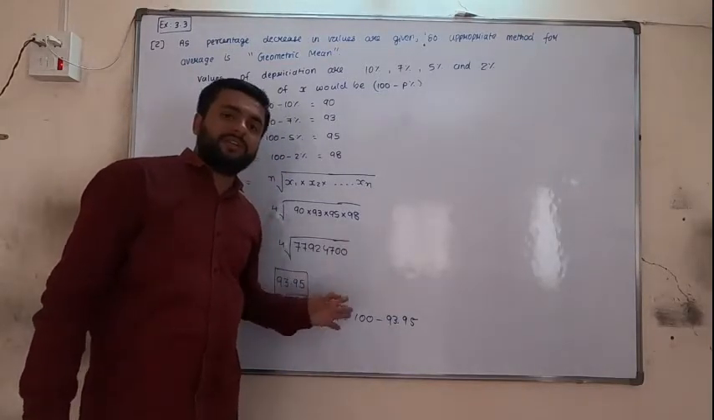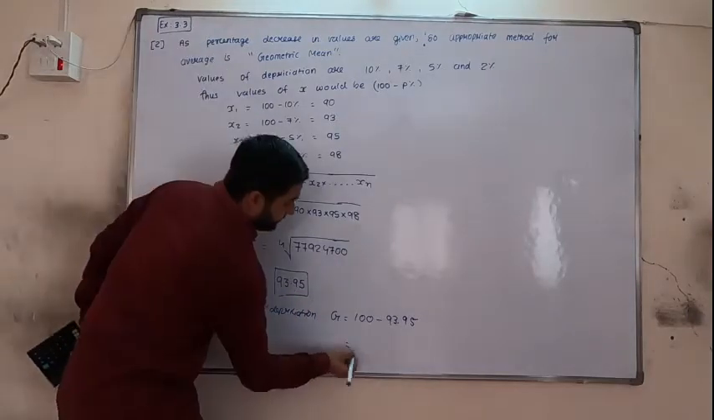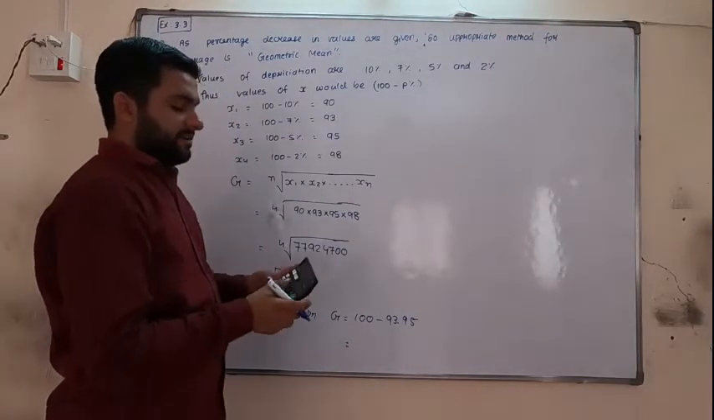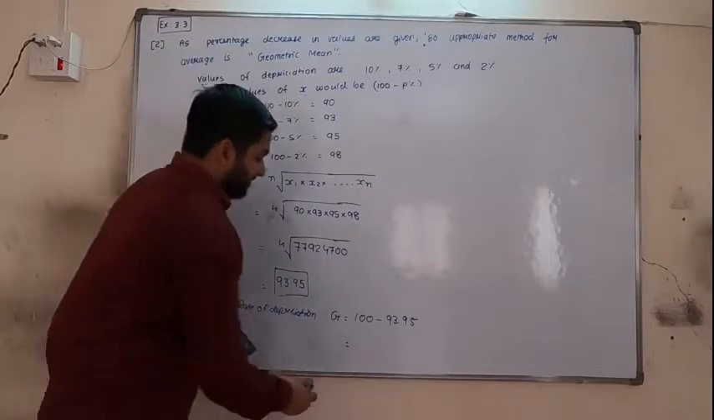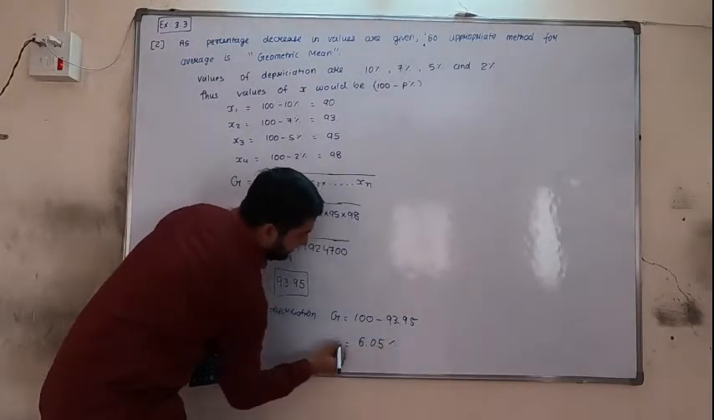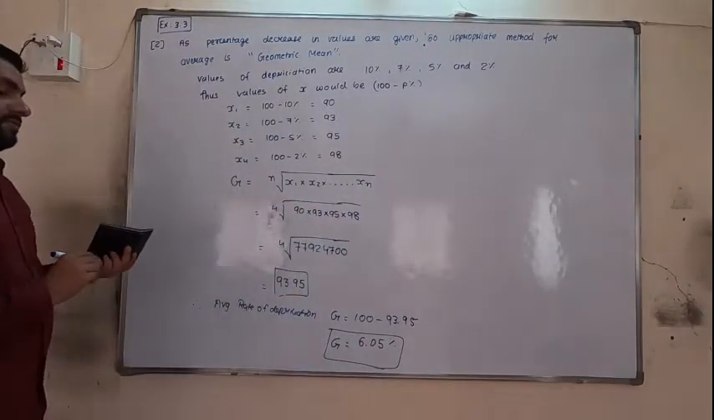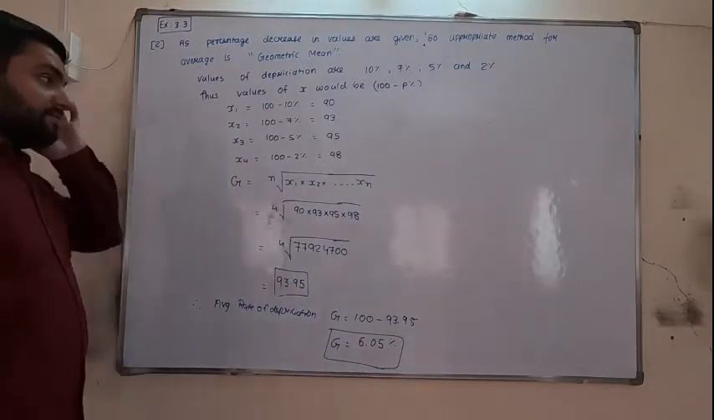If the answer is more than 100, then answer minus 100 we should take, so it cannot be negative. 100 minus 93.95 is 6.05 percentage. Why percentage? Because we are talking about percentage here. So G is 6.05 percentage.